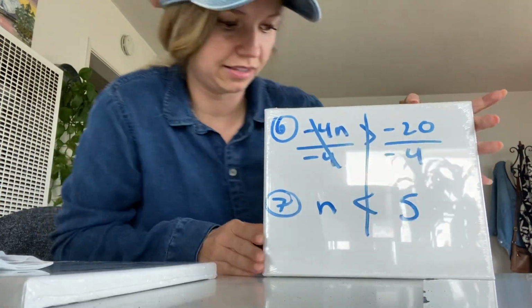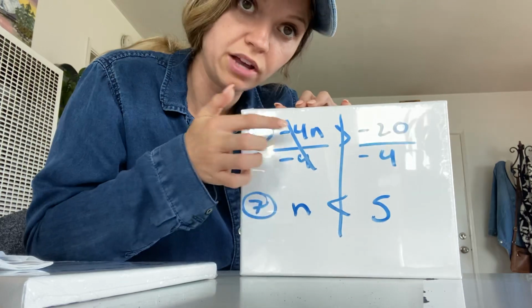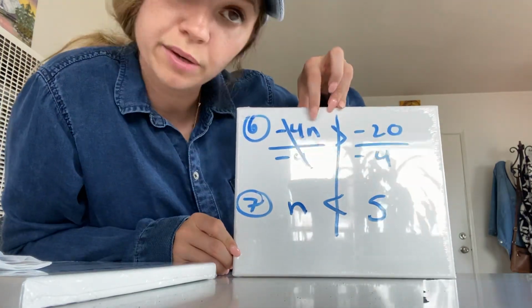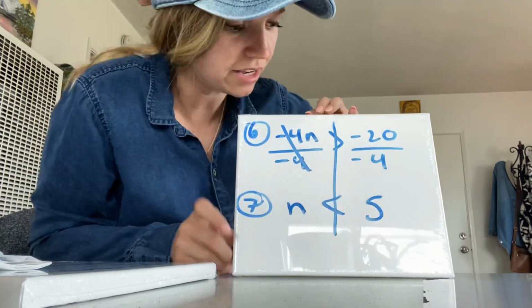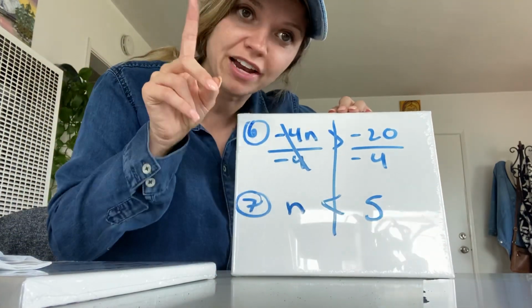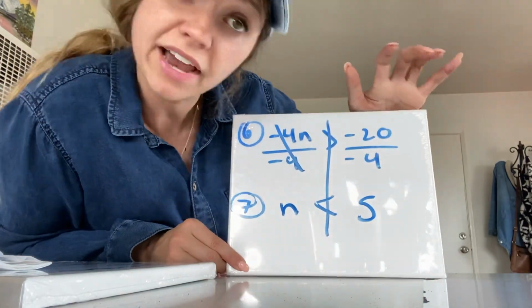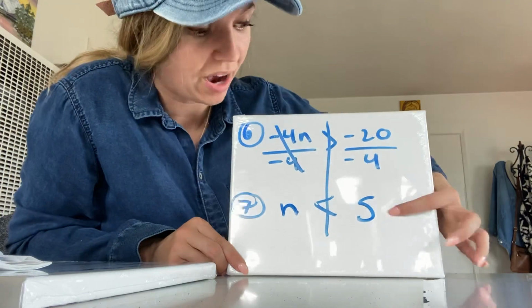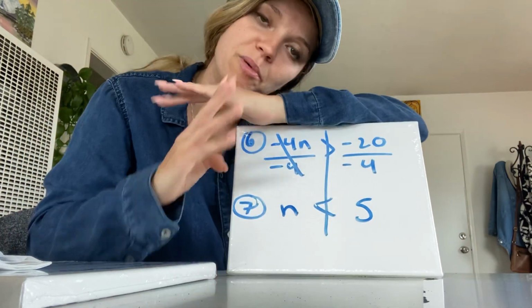Step 6. You cancel out the division on the side where you have your variable, that n. So that's canceled. You bring down your n, keep it nice and organized. Now, this sign has been flipped because we just divided by a negative on both sides. -20 divided by -4, my friends, is +5 because a negative divided by a negative is a positive.